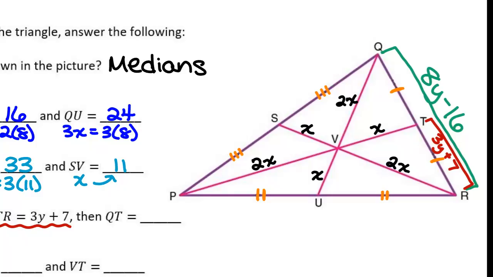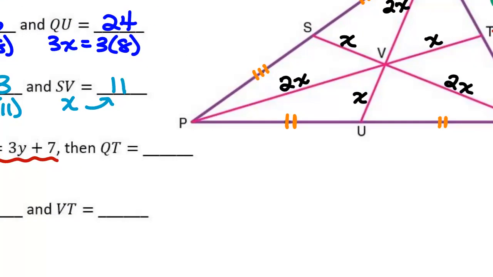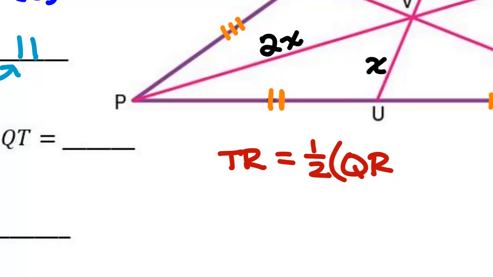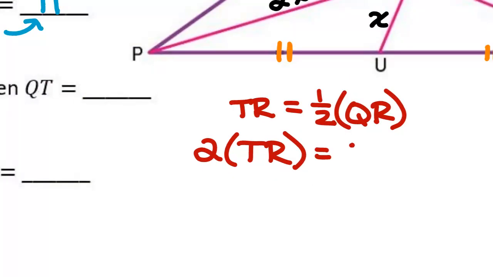What's the relationship between QR and TR? TR is half of QR. TR is equal to half of QR. Beautiful. So how many segments that are the size of TR would it take to make the segment that is the size of QR? It would take 2 of them. If I have 2 segments the size of TR, that would give me a segment the same size as QR.